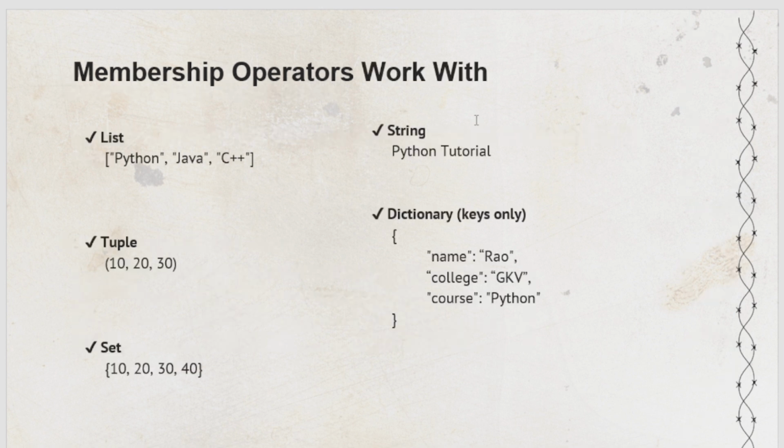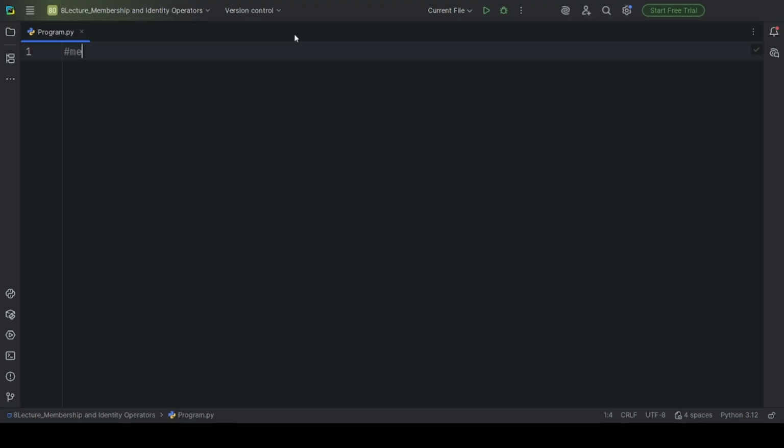Membership operators basically work with list, tuple, set, string, dictionary. And in a dictionary we are not checking the value, we are checking the key. Let's do some programs on membership operators.